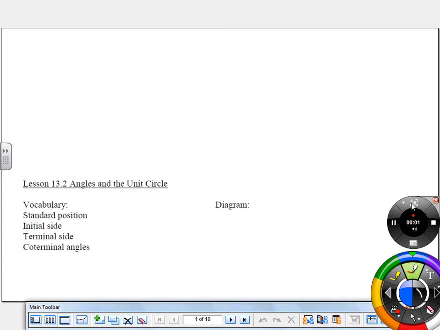Okay, standard position, initial side, terminal side, and coterminal angles. So this is just vocab about where something ends, where something starts, things like that.